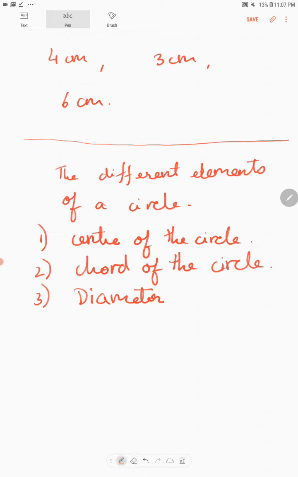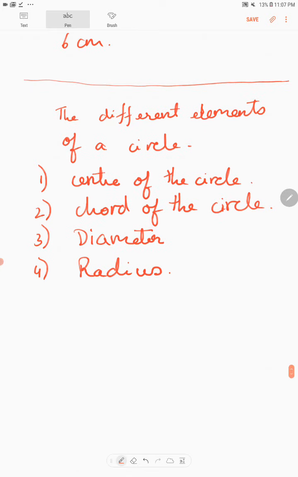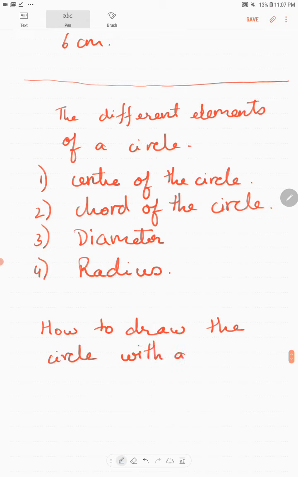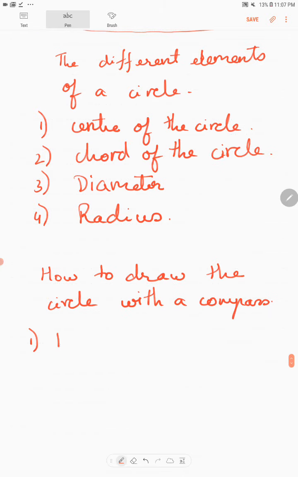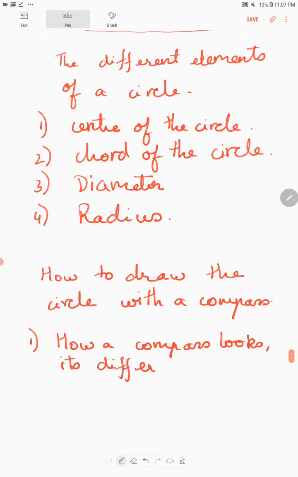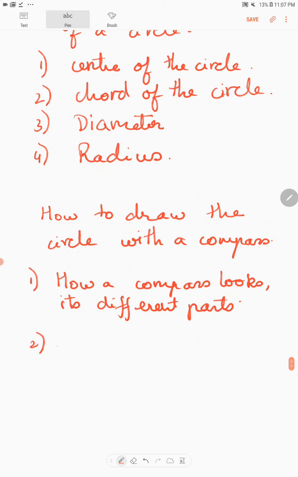And fourth, what is the radius. And we also saw how to draw the circle with a compass. We saw how a compass looks, its different parts, and we saw the steps to draw a circle.